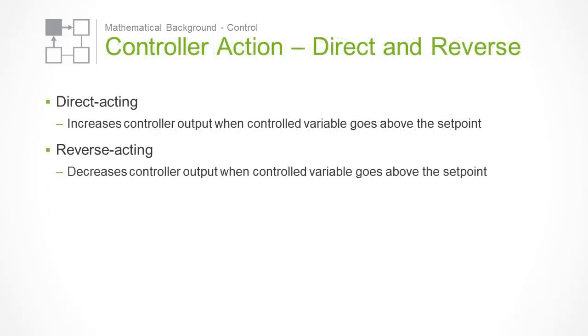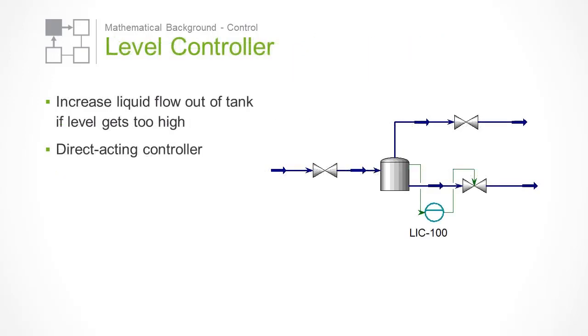Controllers can be either direct acting or reverse acting. A direct acting controller will increase the manipulated variable when the controlled process variable goes above the set point. A reverse acting controller will do the opposite. It will decrease the value of the manipulated variable when the process variable gets too high. If we have a tank with a level controller on the liquid output valve, we want the controller to open the valve when the liquid level in the tank gets too high. This is a direct acting controller.